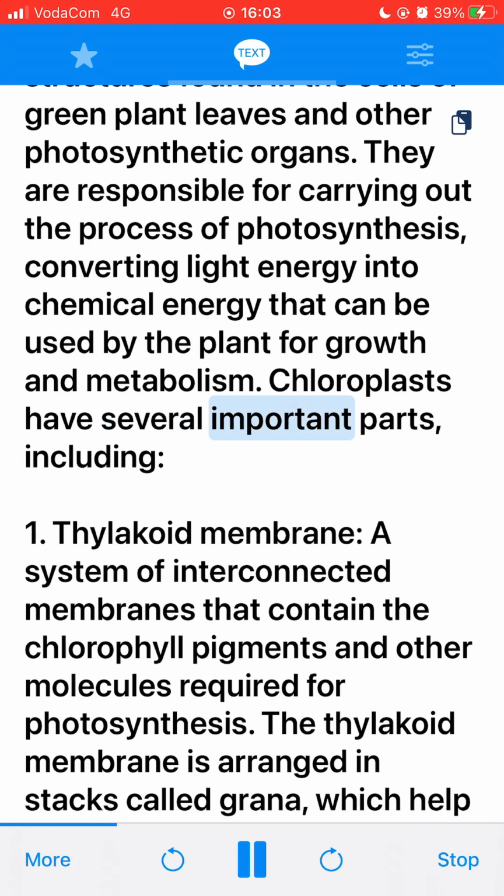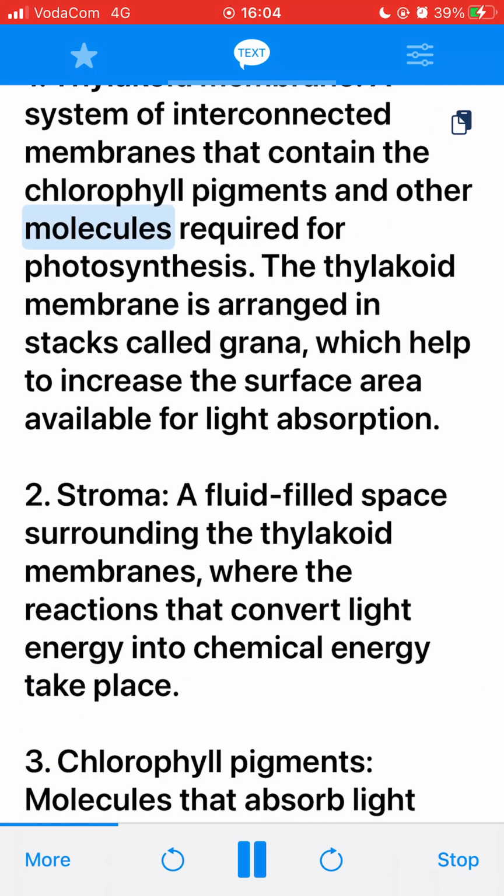Chloroplasts have several important parts, including 1. Thylakoid membrane, a system of interconnected membranes that contain the chlorophyll pigments and other molecules required for photosynthesis. The thylakoid membrane is arranged in stacks called grana, which help to increase the surface area available for light absorption.